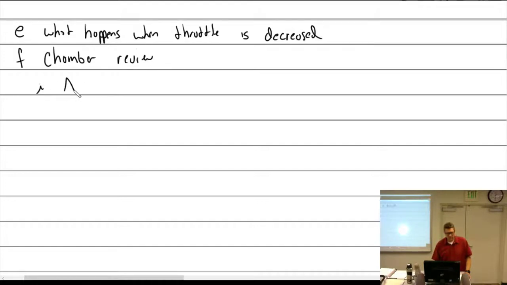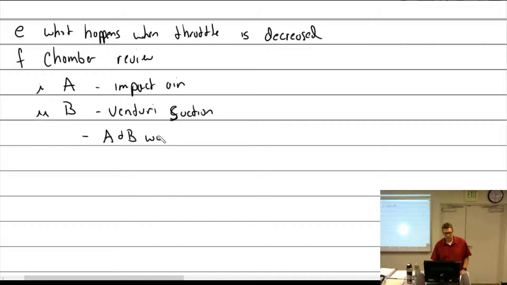Let's see. A, what is chamber A? Impact air. Okay. B? Venturi section. And that means that A and B work together.